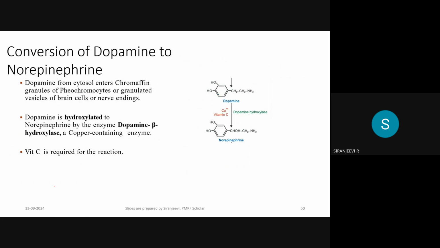Next, dopamine, in the presence of dopamine hydroxylase, vitamin C and copper, is converted to norepinephrine. Here, dopamine is hydroxylated to norepinephrine by the enzyme, and this enzyme is a copper-containing enzyme. Vitamin C is required for the reaction. Dopamine from the cytosol enters the chromaffin granules of the pheochromocytes, or the granulated vesicles of the nerve endings in the brain cells. Only there does this kind of reaction take place.